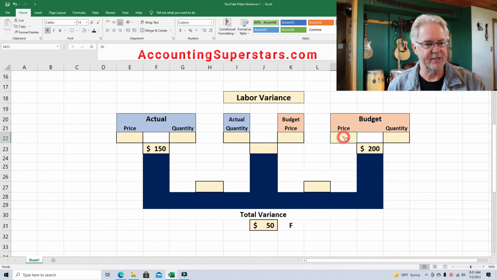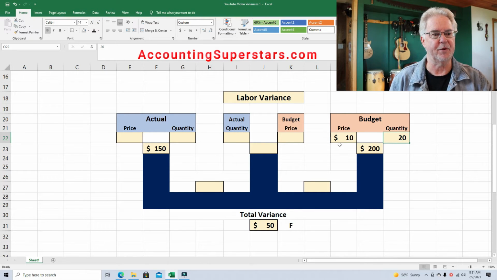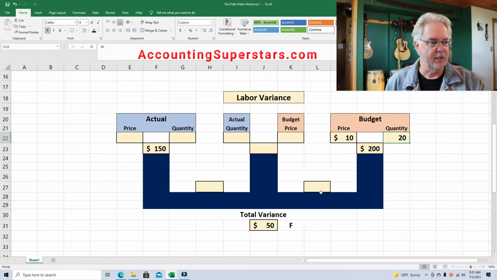So here's what's going on. In the budget, to get this $200, we said, okay, we're going to pay our workers $10 an hour. And it should take them, can you guess here? Altogether we budgeted $200. Well, we would expect 20 hours to get it done. So there's a relationship between these numbers right here. 10 times 20 is 200. So we go, okay, that's what we budgeted, $10 an hour, 20 hours.